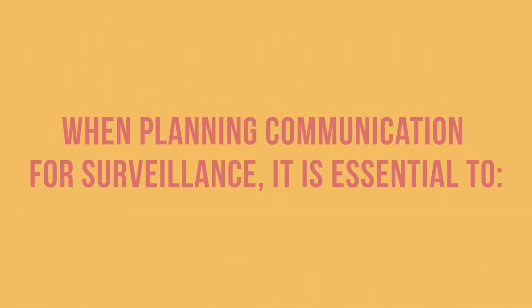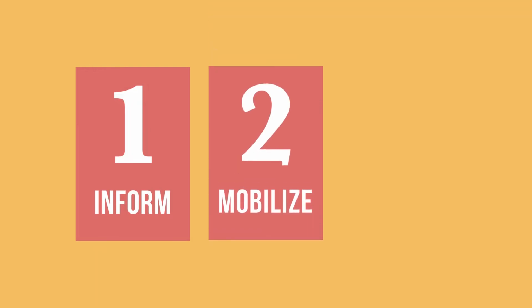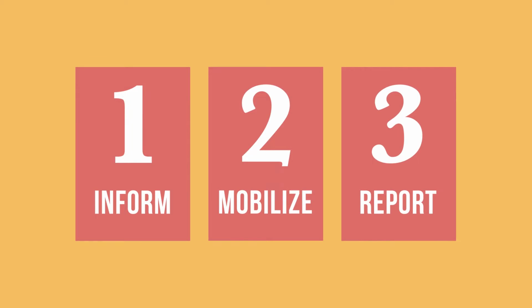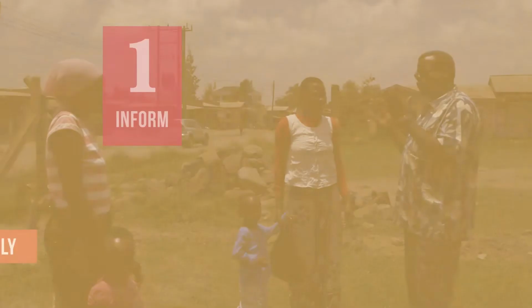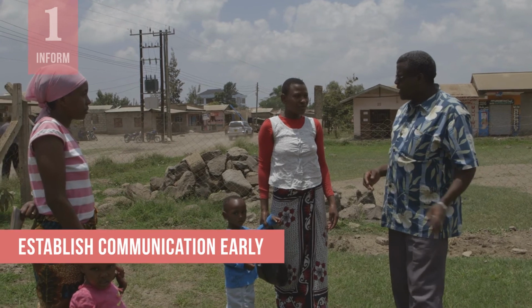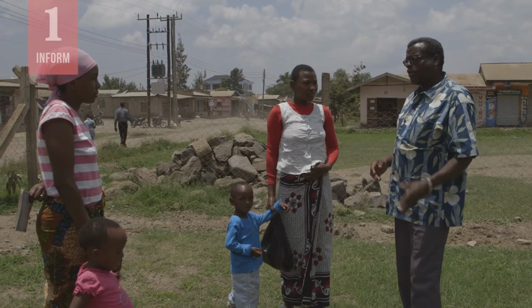When planning communication for surveillance, it is essential to inform the community with clear and accurate information, mobilize the community to assist with surveillance, and report surveillance data to higher levels, facilities, and back to the community. First, inform the community. During an outbreak or adverse event, establish open and direct communication with the public right away. Involve the community in your response plan so they play an active role in detection, prevention, and treatment.